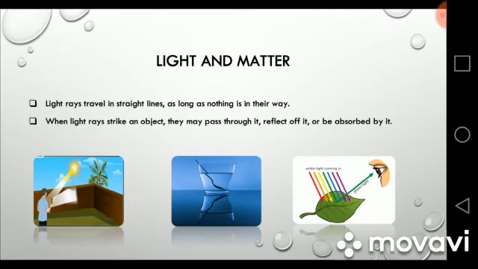Light and matter. Light travels in the form of waves in straight lines unless something blocks its way. And when something blocks the way of light, there are multiple things which can happen. For example, when the light rays strike an object, they may pass through it, they may reflect off it, and they may be absorbed by it.